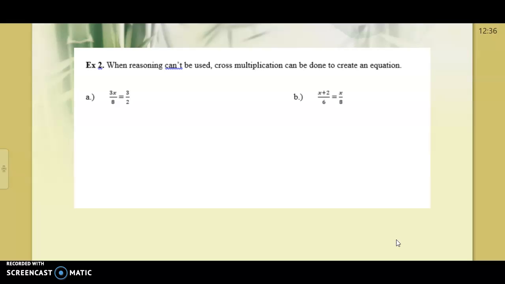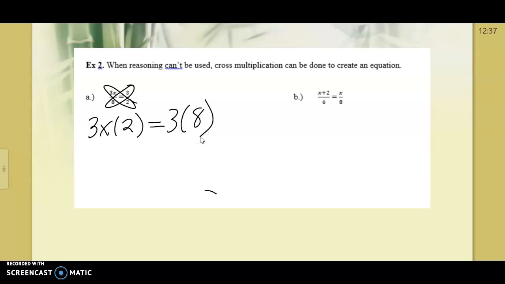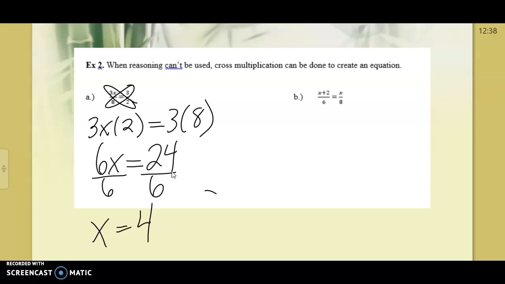So here we have 3x over 8 equaling 3 over 2. And we're going to have to use our skills to do this. So here we go with cross multiplying. Make that cool little nuclear symbol. And then that's going to give us 3x, and I'm going to use parentheses for multiplying times 2, and 3 times 8. 3x times 2 is in fact 6x, and 3 times 8 makes 24. So once you get the 6x equal 24, divide by 6 on both sides, and x will be equal to 4.